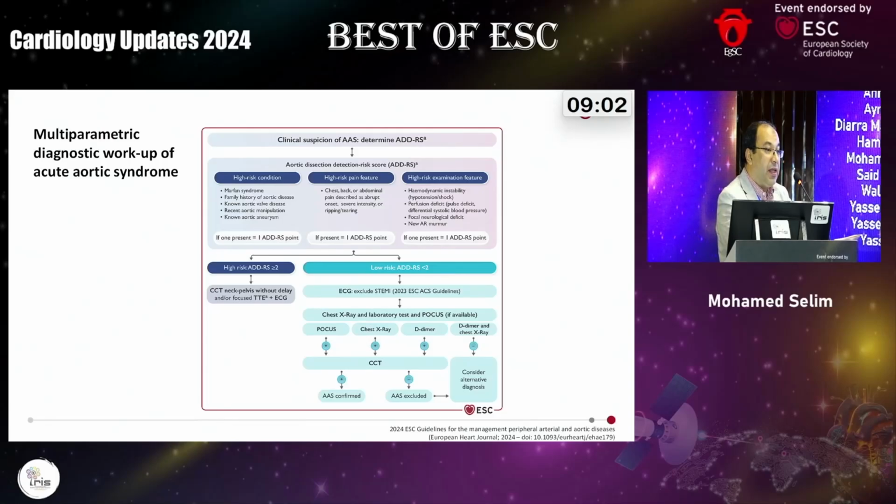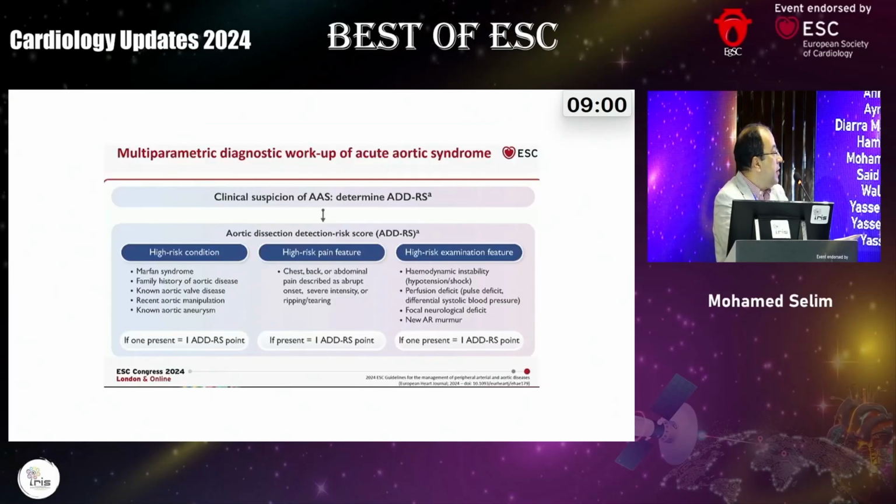I will go rapidly through this algorithm depending on these features. We have 3 types of features. We have high-risk conditions, like risk factors or comorbidities, such as the presence of Marfan syndrome, family history of aortic disease, known aortic valve disease, recent aortic manipulation or intervention, or known aortic aneurysm. Each of these features is given 1 point.